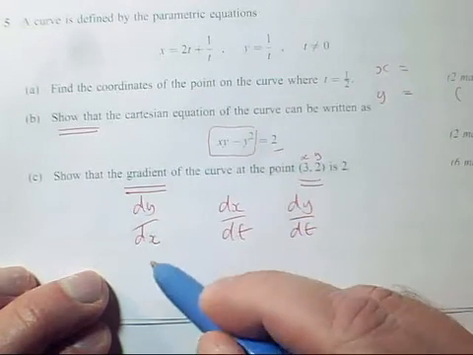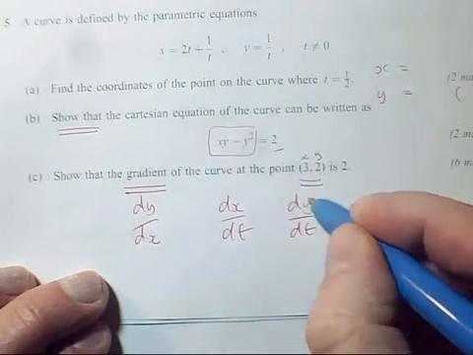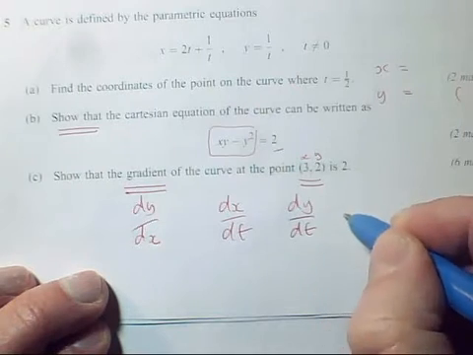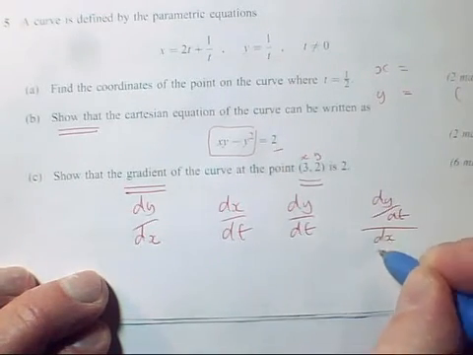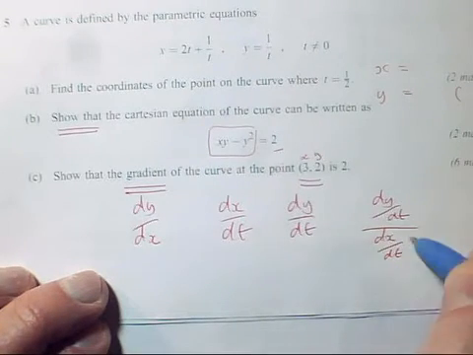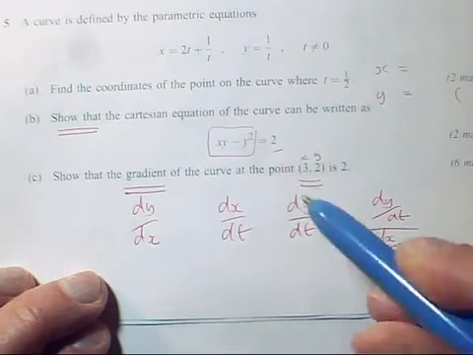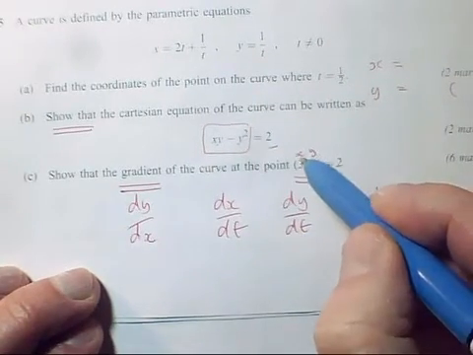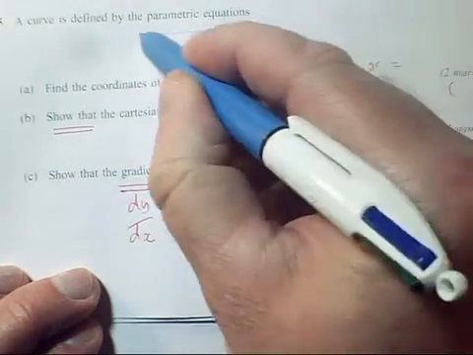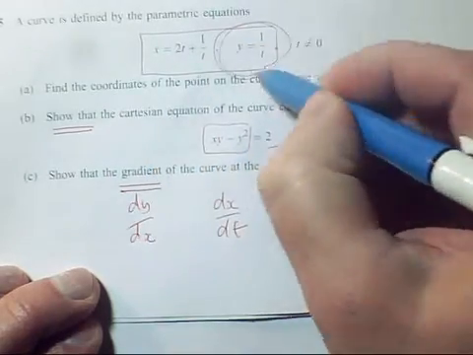We know that to get dy by dx, we need to do dy by dt divided by dx by dt, and that will give me an expression for the gradient, but that will come out in terms of t. So the next thing I need to do is decide, I've got an x, I've got a y, I can use either one of these. This is probably the easier one.